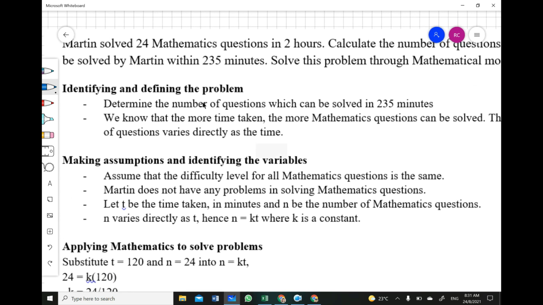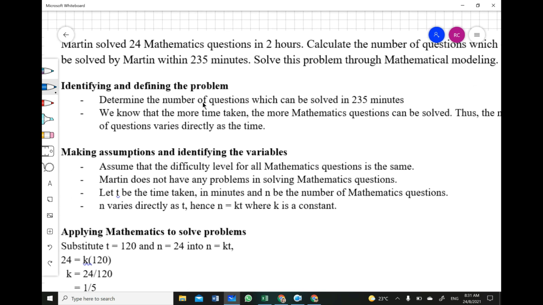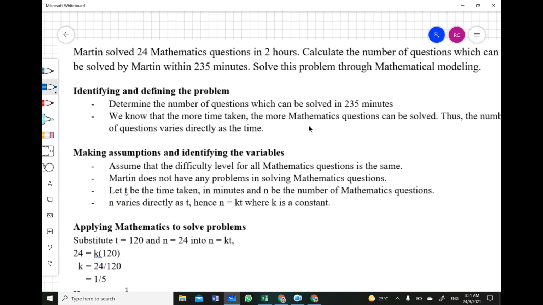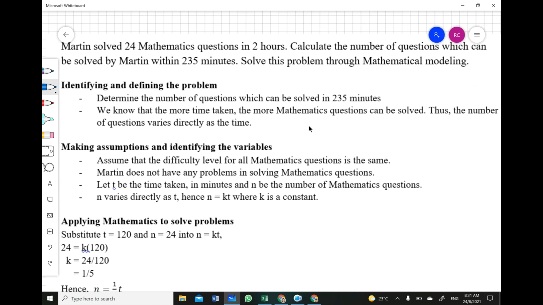For identifying and defining the problem, you need to determine the number of questions which can be solved in 235 minutes. So we know that the more the time taken, the more mathematics questions can be solved. Thus, the number of questions varies directly as the time. So this one varies directly, meaning we are going to have a linear graph.